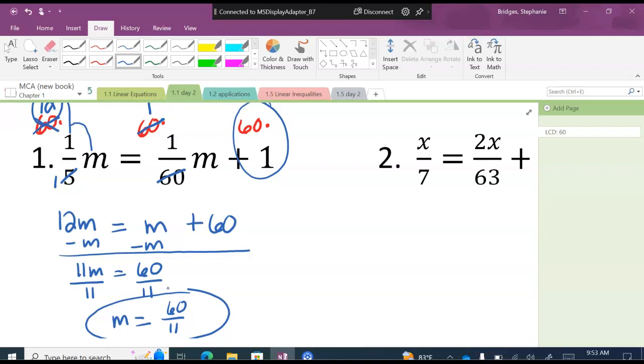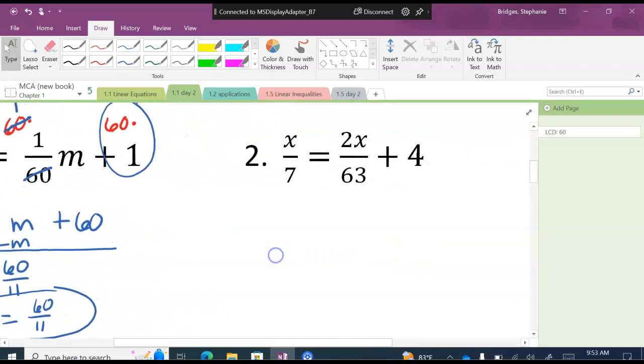If you give me the decimal, let me see. It would be 5.45 repeating. You'd have to make sure you write it as a repeating decimal. Anybody have any questions? All right, I'm going to ask you a couple of questions, and I'm going to let you try to work on this one.